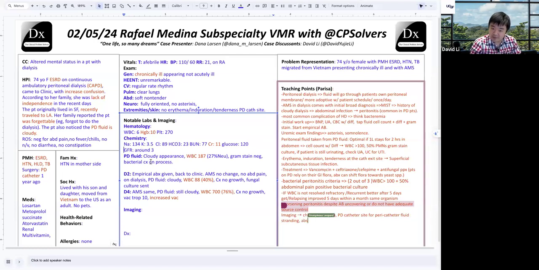If you saw any signs of infection around the PD catheter site in someone with refractory peritonitis, someone who is having ongoing worsening symptoms by day 5, that person would definitely need the PD catheter removed to make sure that you have adequate source control.